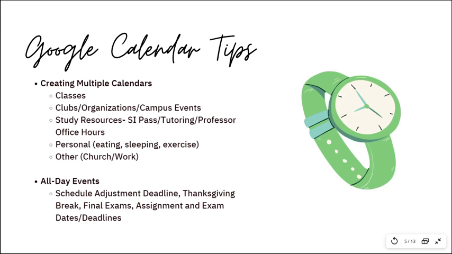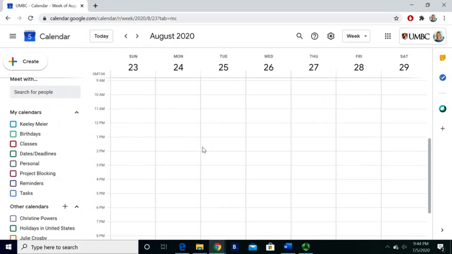So here we are in my Google Calendar. On the left-hand side, you can see all of my different personal calendars. Some of the ones we talked about are classes, dates and deadlines, and personal. So I'm going to go ahead and add another one of the items that we talked about was particularly helpful for students, which was that study resources calendar.